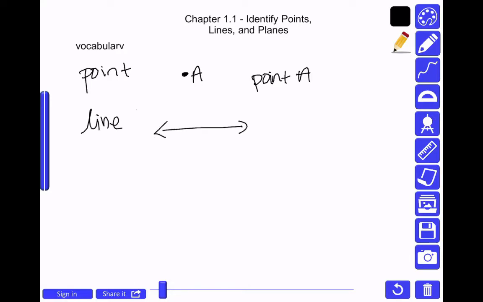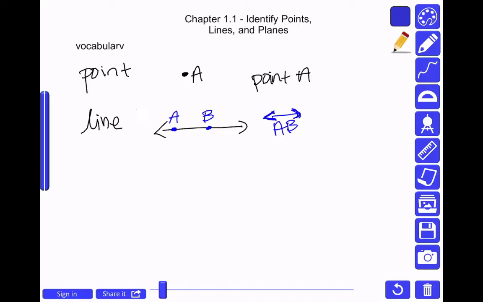Then we have a line. For a line, we are going to use a line with two arrows, one on either end. A line exists between any 2 points. So if I call this point A and this point B, this would be line AB, and I would distinguish it like that with the line above the A and the B.